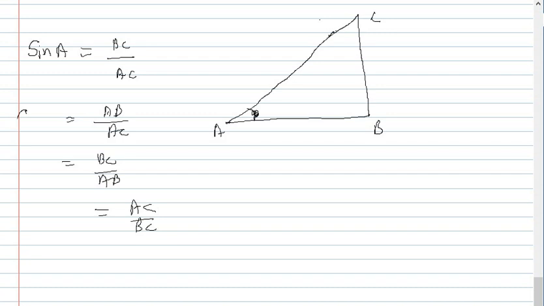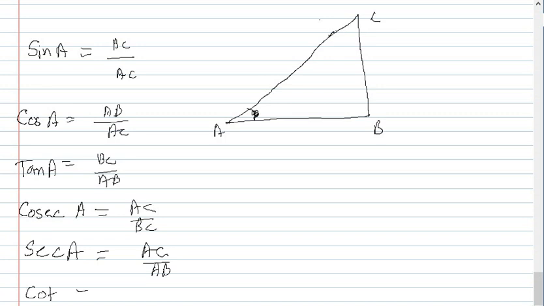AB upon BC is tan A. This is AC upon BC, hypotenuse upon perpendicular, cosec A. Similarly, sec A is equal to AC upon AB, and last is cot, opposite of tan, cot A is equal to AB upon BC. Okay, so here I was considering this angle.